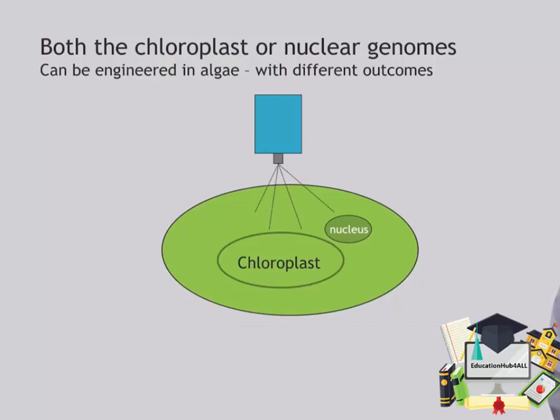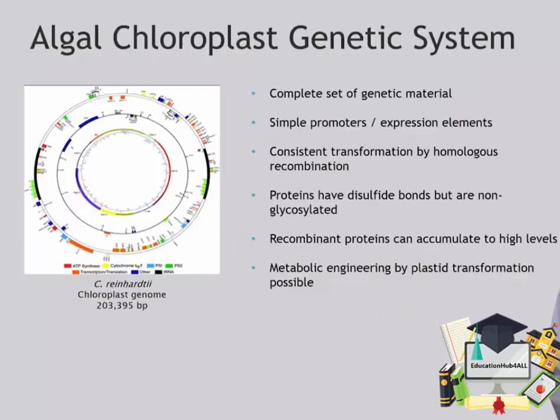And we do that because for chloroplast, you have to get through both the outer cellular membrane as well as the chloroplast membrane in order to get that DNA into the chloroplast where it can transform the cell. So for algae chloroplasts, they have their own complete genetic system. So what does that mean?